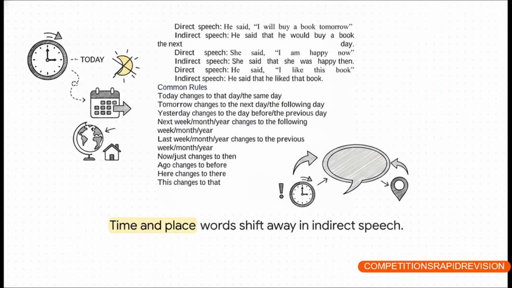And it's not just the tense. Notice how time and place words also physically shift away from you in narration. Today changes to that day. Tomorrow turns into the next day or the following day. Now becomes then. Knowing these key words will literally save you seconds in option elimination. If the direct speech has tomorrow in it, you can instantly cross out any options that still say tomorrow. Boom, you're halfway to the answer.